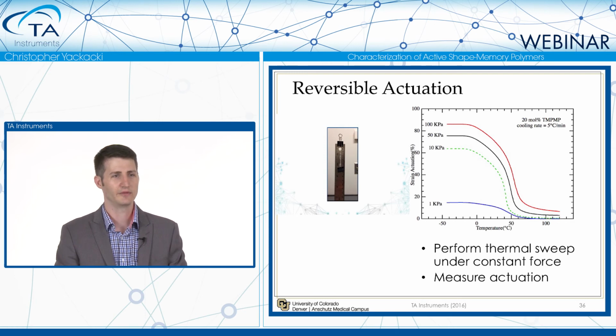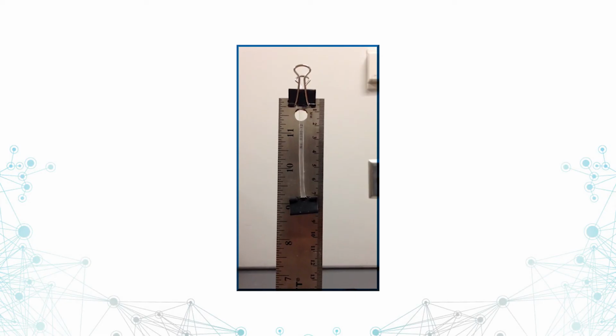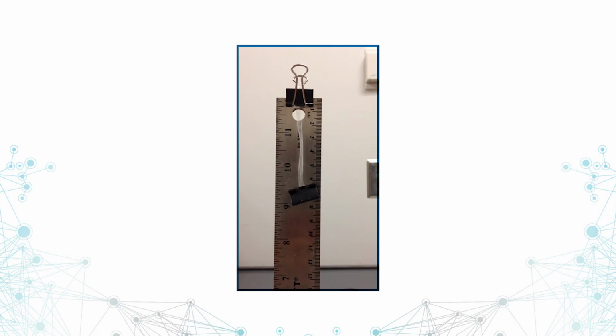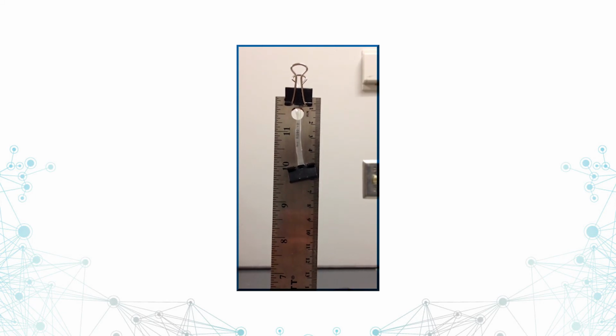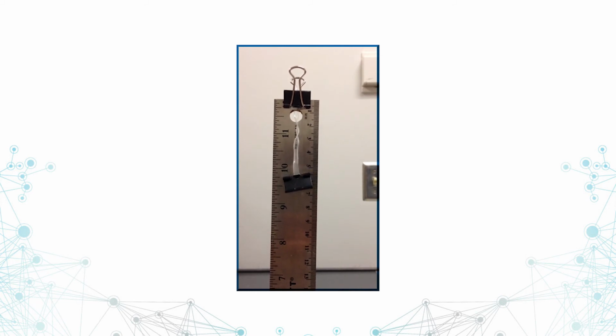I have a video here on the left, and what you'll see is that we have a material where the binder clip will act as our weight in this demonstration. As we heat it up, I'm just using a heat gun here, the material will contract, and as we cool, the material will re-elongate.